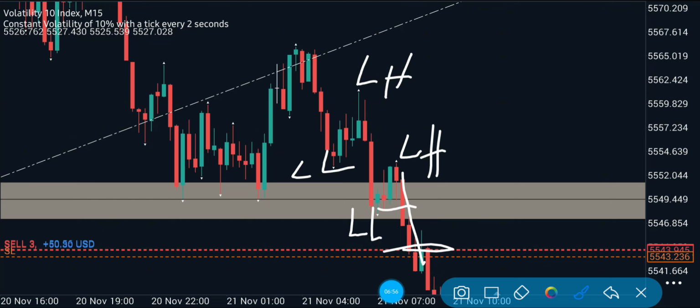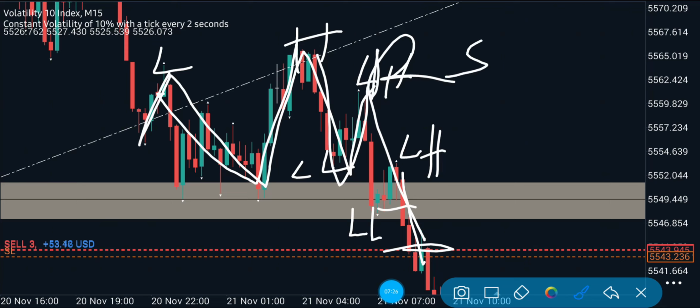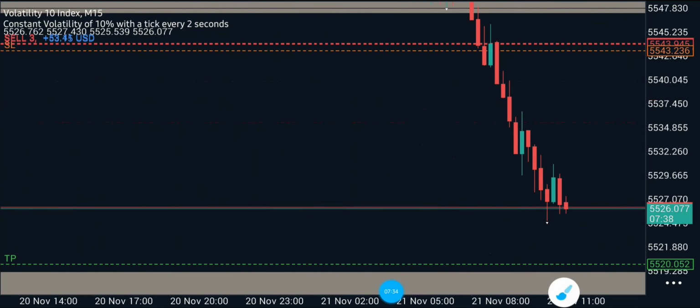And also on the 15-minute time frame, we have the inverted head and shoulder. You see, we have the inverted head and shoulder. This is it. We have the inverted head and shoulder here. If you can see very well, this is the left shoulder, this is the head, and this is the right shoulder. So that is what made me enter this trade.